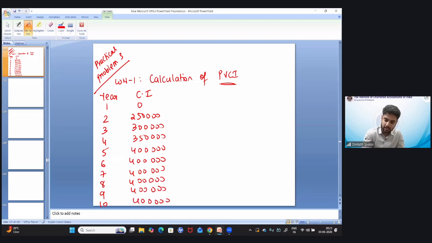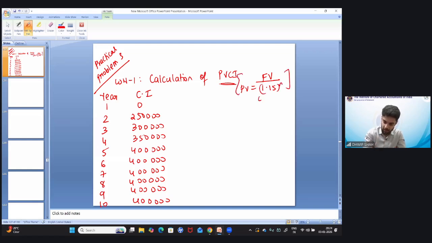ठीक है. Here you have to discount at the rate of 15%. My desired rate, my required rate is 15%. They have not given the discounting factor का table. Still no worries. We know how to calculate. We know how to find present value, future value, 1.15 raised to n.